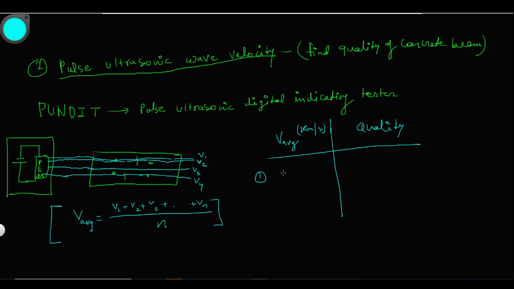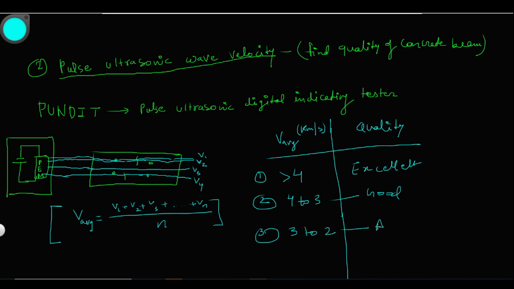For example, if the average velocity is greater than 4 kilometer per second, then the quality of the specimen is excellent. If it is between 4 and 3, then the quality is good. If the average velocity is between 3 kilometer per second and 2 kilometer per second, then the quality of the specimen is average. And the fourth one, if the average velocity is less than 2 kilometer per second, then the quality of the specimen or metal is not good.